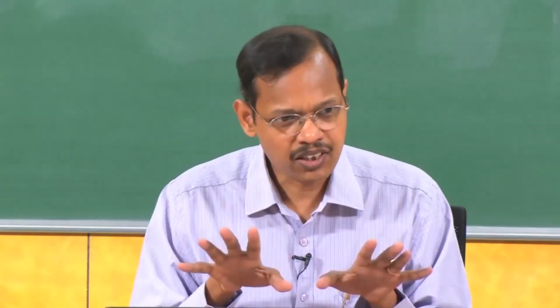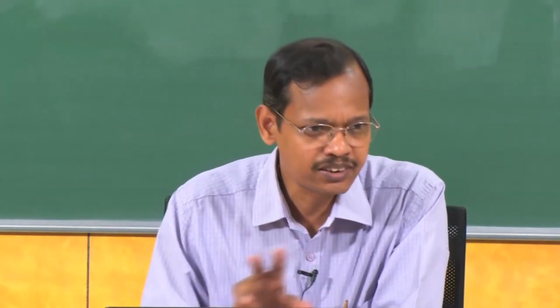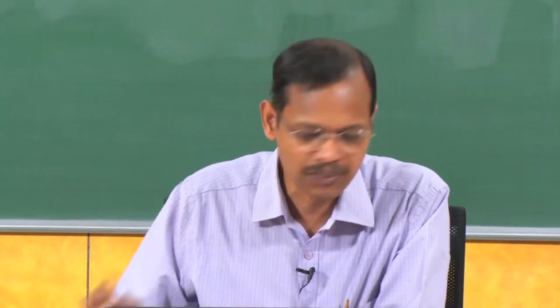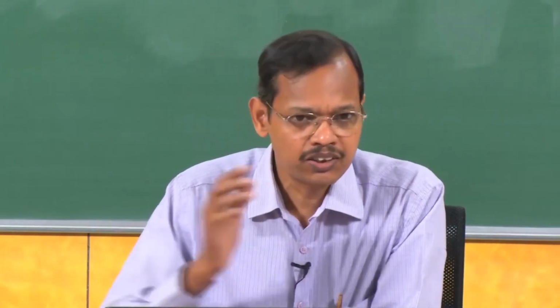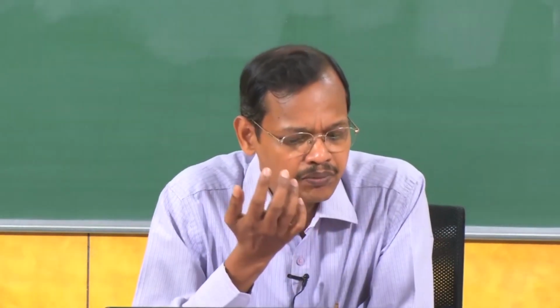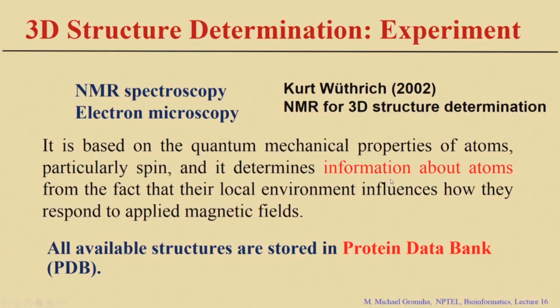So X-ray crystallography is a major technique used to determine the 3D structures of protein molecules as well as other biological macromolecules. We also have NMR spectroscopy and microscopy to determine structures. NMR spectroscopy is based on the quantum mechanical properties of atoms, like spin. It gives information about the atoms and their local environment in response to the magnetic field.